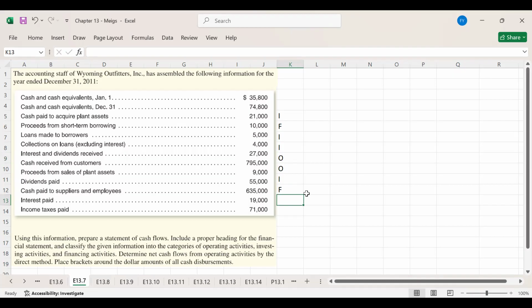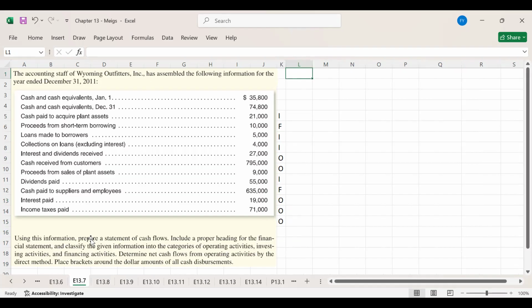Cash paid to suppliers and employees: these are related to your core business activities, so this is operating activities. Interest paid and income tax paid are all your operating activities because these are related to your core business operations. Interest paid as per US GAAP is a part of operating activities, as we are assuming that we are preparing this statement under US GAAP.